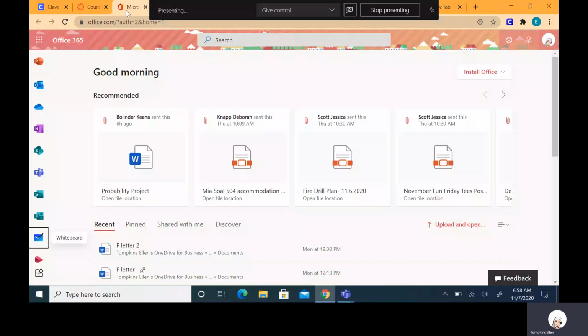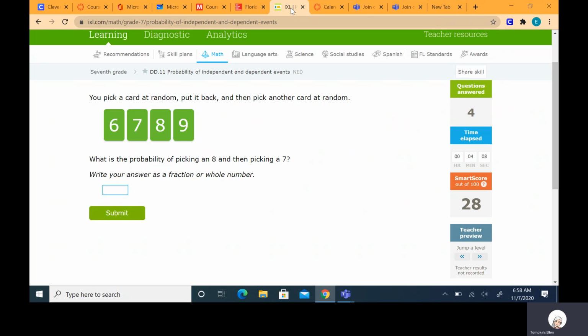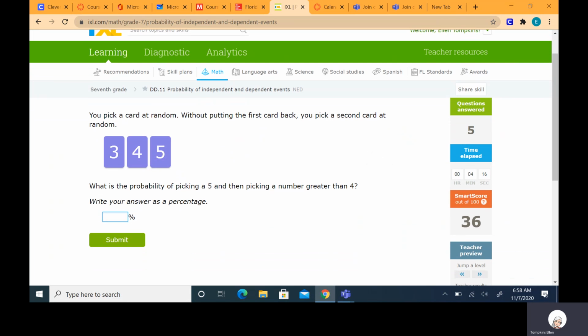We had 1 out of 16, so 1 out of 16. There you go. Now, in this case, we're going to pick a card without putting it back, and then we're going to pick the second card.